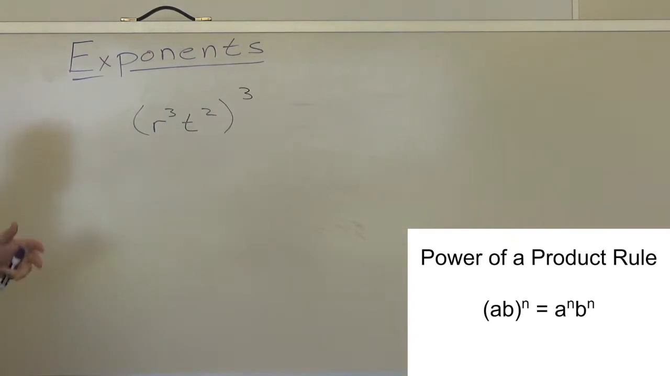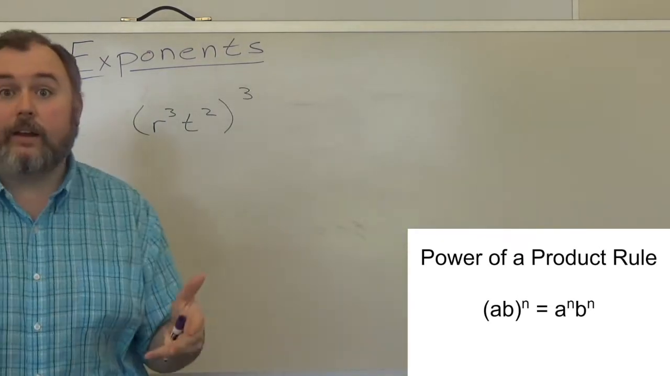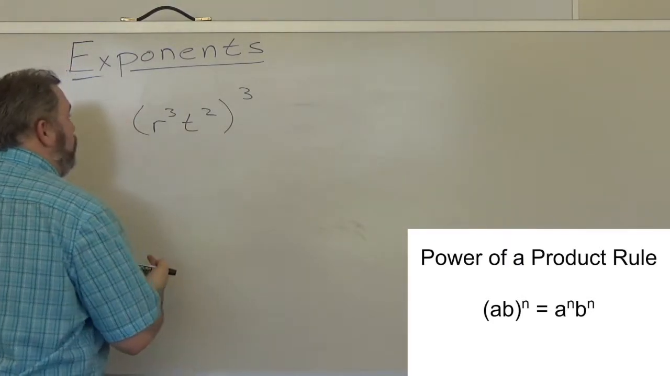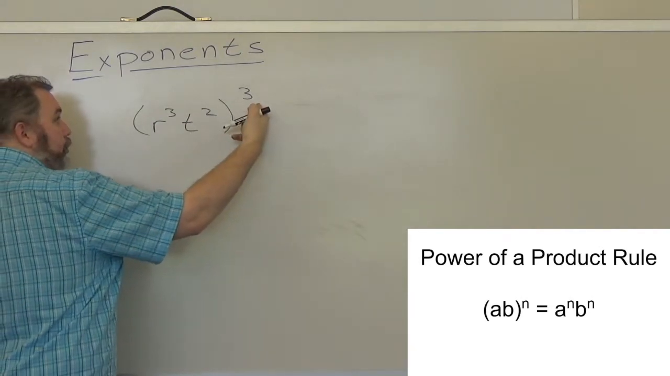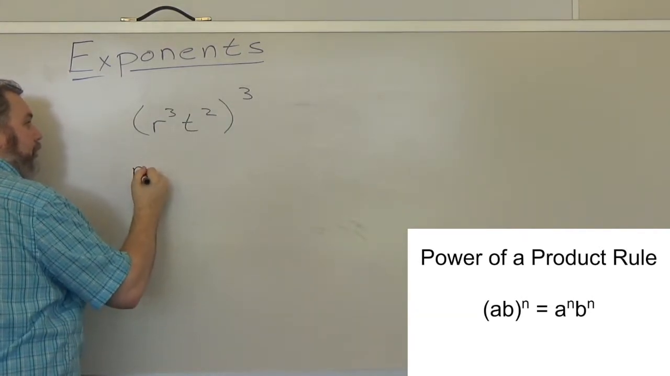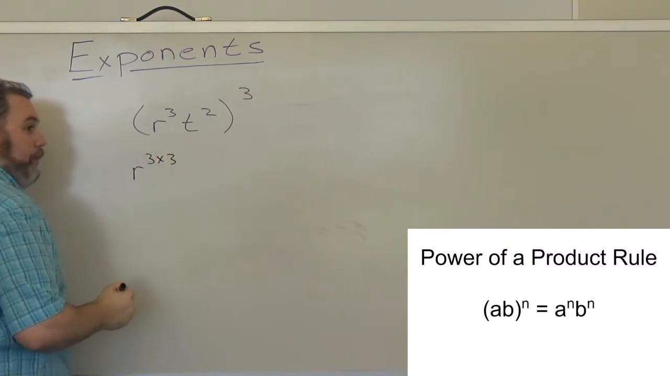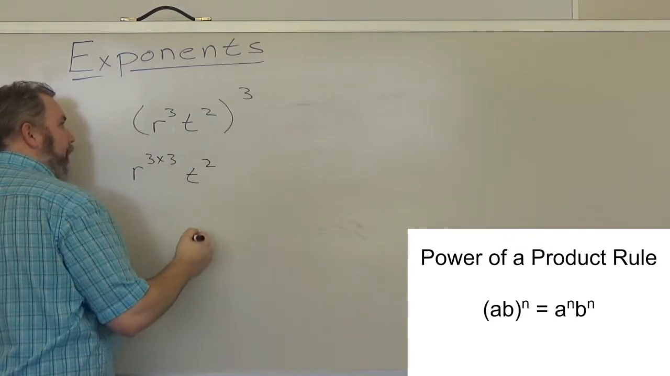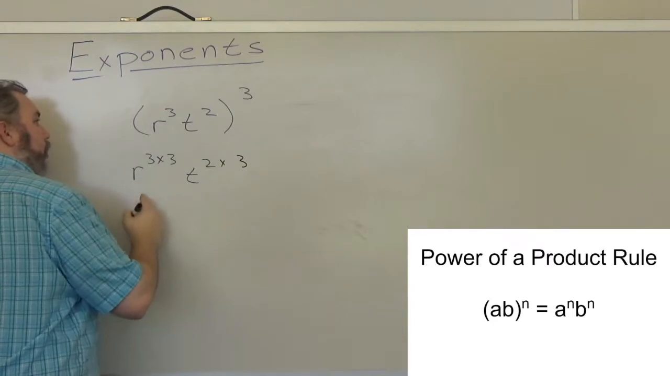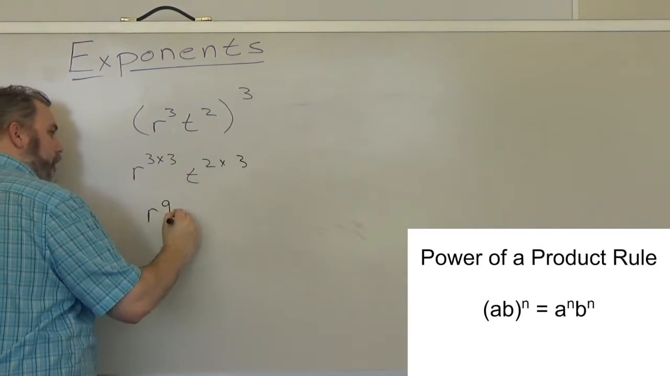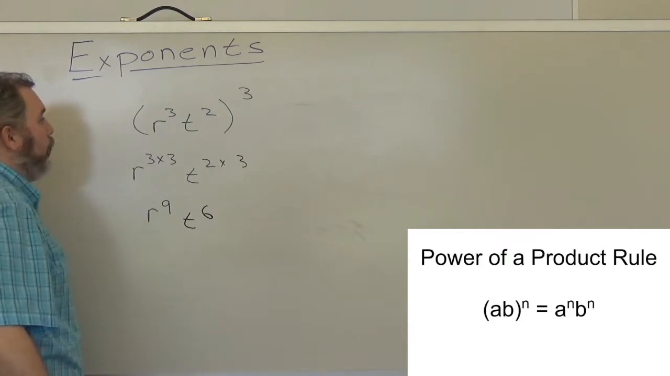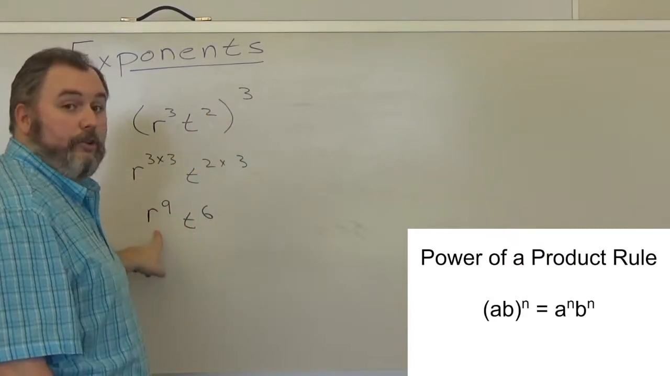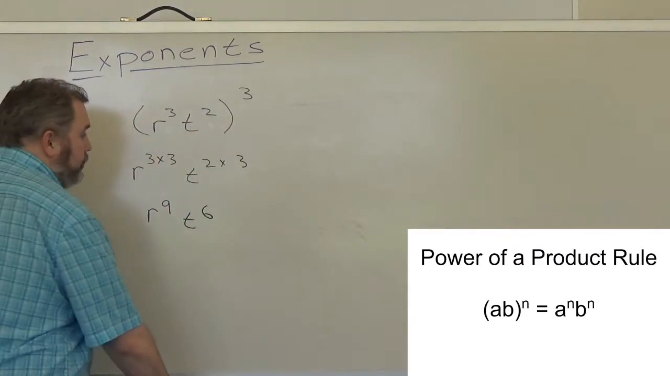This is a combination of not just the power of a product rule, but also the power of a power rule. So I'm going to raise this r to the third power. Well, when I do that, it's really saying r to the 3rd times 3, based upon our previous rules. And then it's also telling me that it's going to be t to the 2nd power times 3. So ultimately, I get r to the 9th, t to the 6th. So r to the 3rd, t to the 2nd, all raised to the 3rd power gives me r to the 9, t to the 6th.